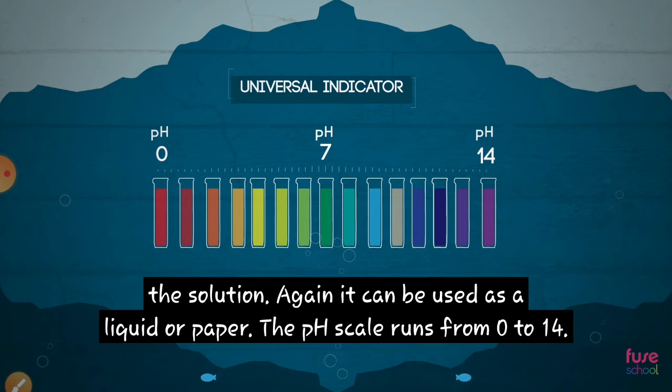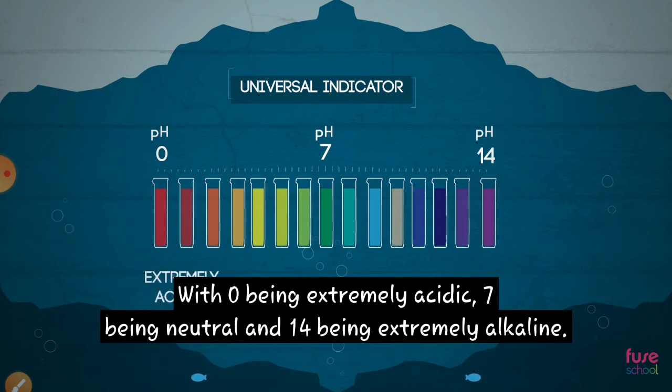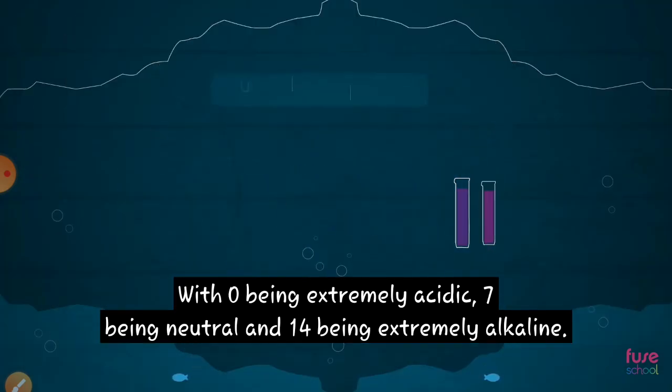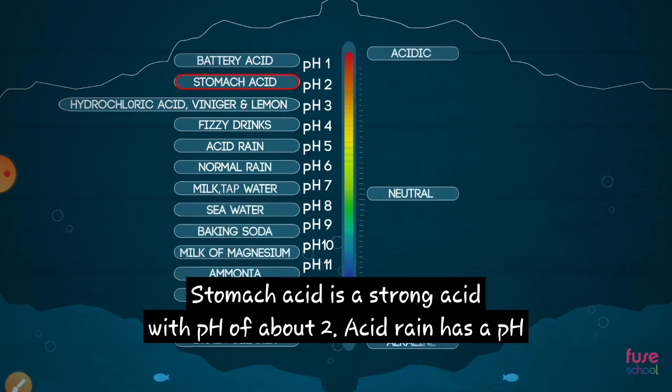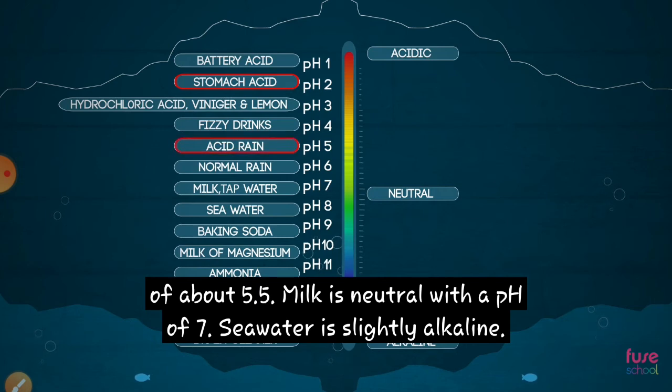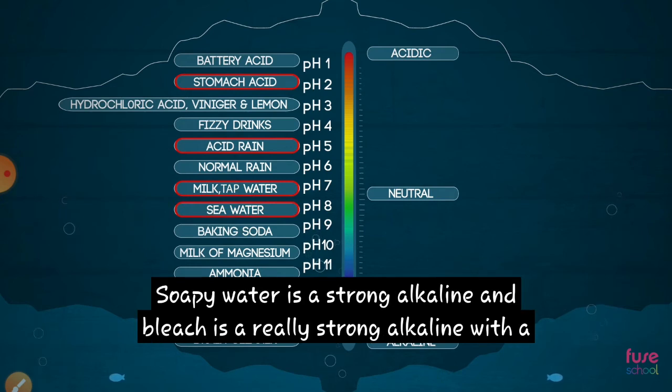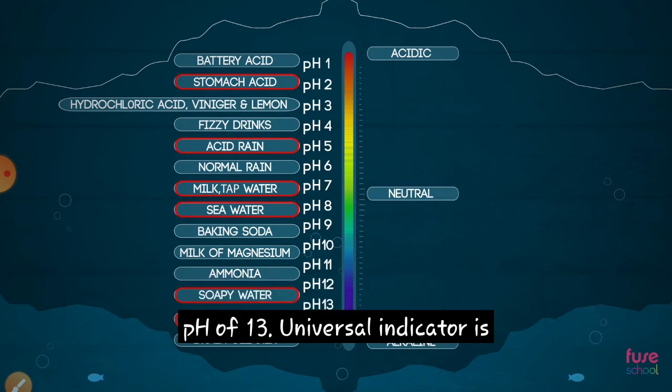The pH scale runs from 0 to 14, with 0 being extremely acidic, 7 being neutral, and 14 being extremely alkaline. Stomach acid is strong with a pH of about 2. Acid rain has a pH of about 5.5. Milk is neutral with a pH of 7. Seawater is slightly alkaline in nature. Soapy water is strongly alkaline and bleach is really strongly alkaline with a pH of 13.